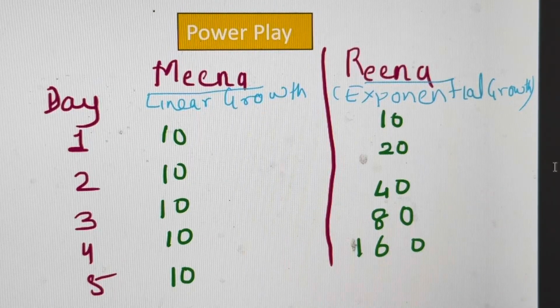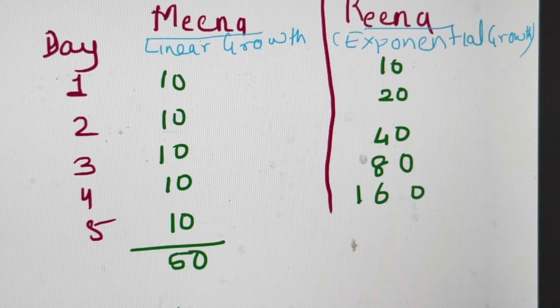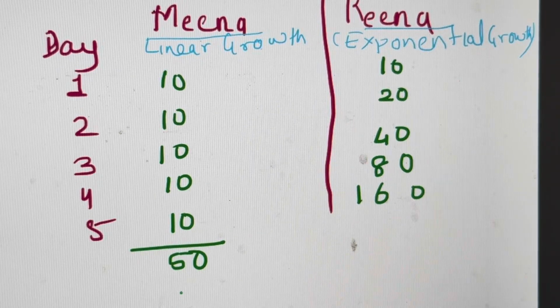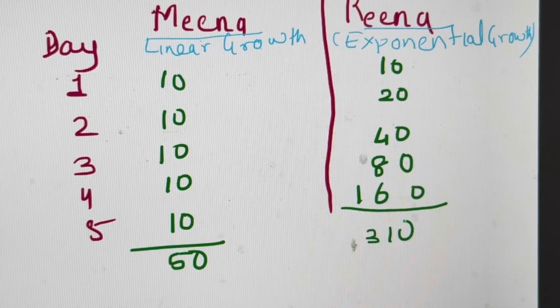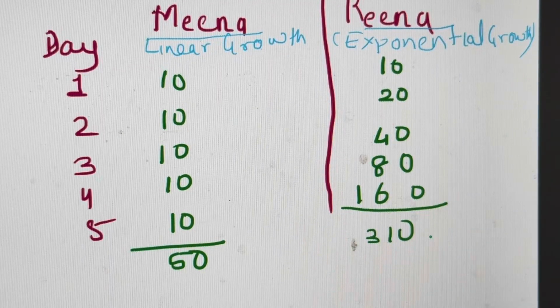So total money they both have. See the difference between the savings. She has now 50 rupees, 10 each day, total after 5 days. And this one, 160 plus 100, 260, 300, 310. See the difference between the amount in the piggy bank by doubling it. So that's the difference between linear growth and exponential growth. The next part we will cover in the next video. Thank you.